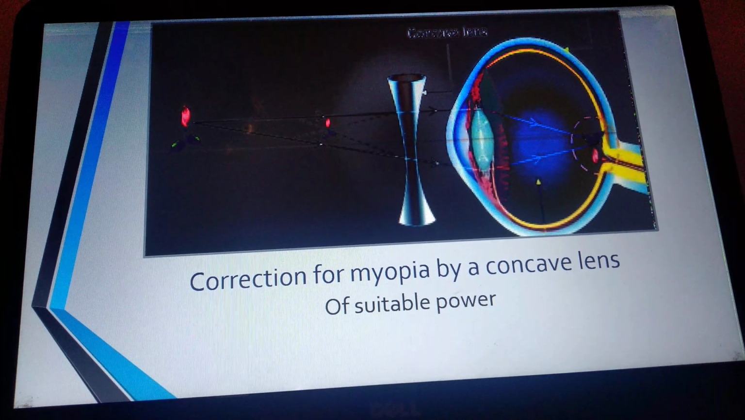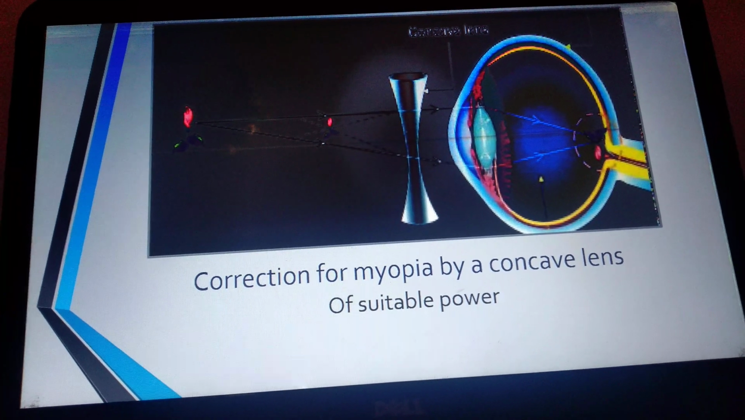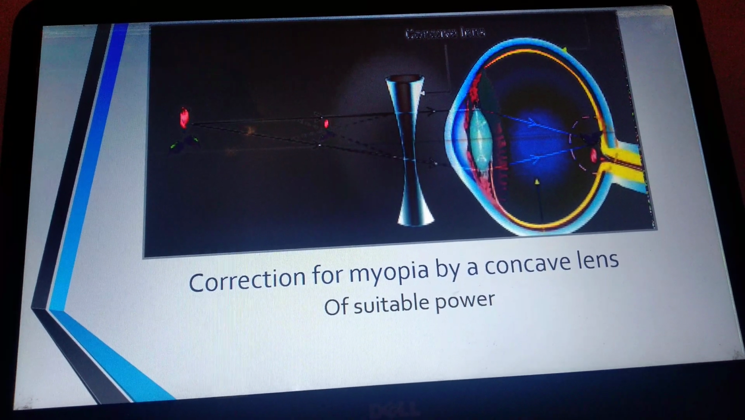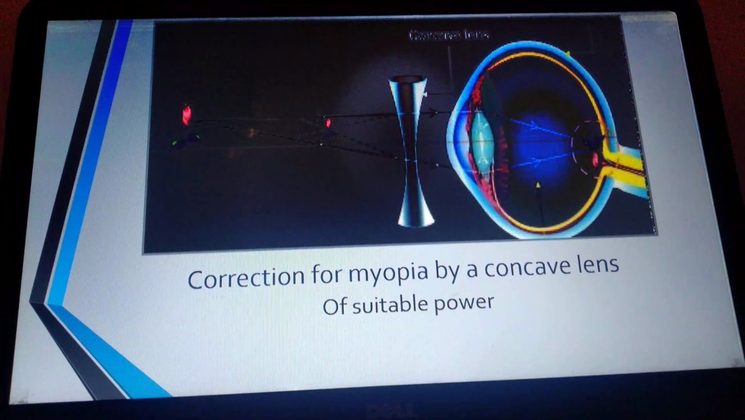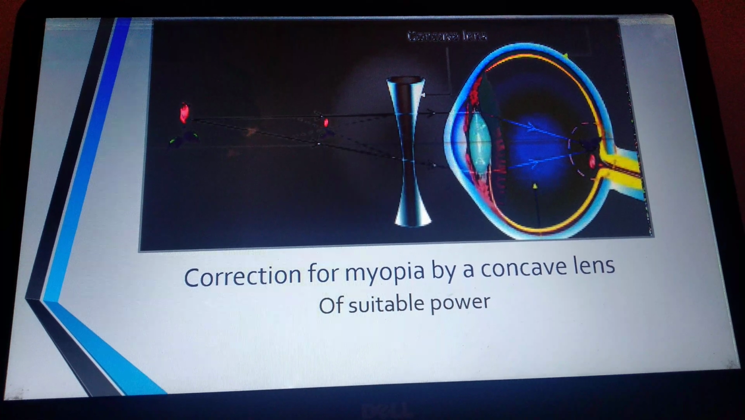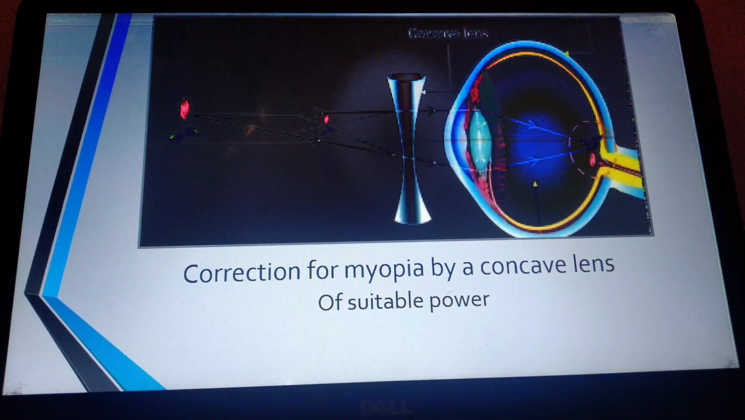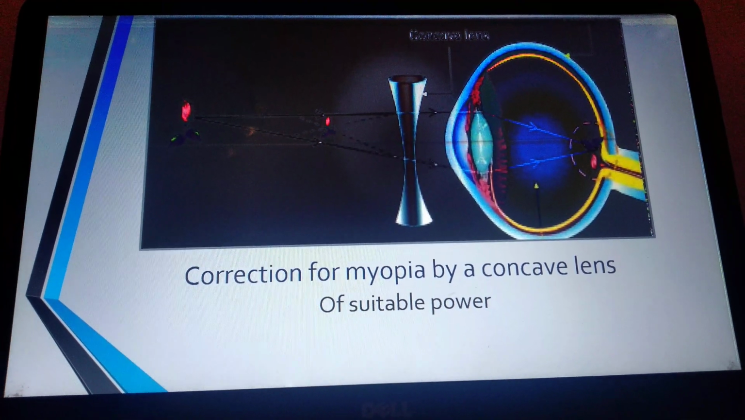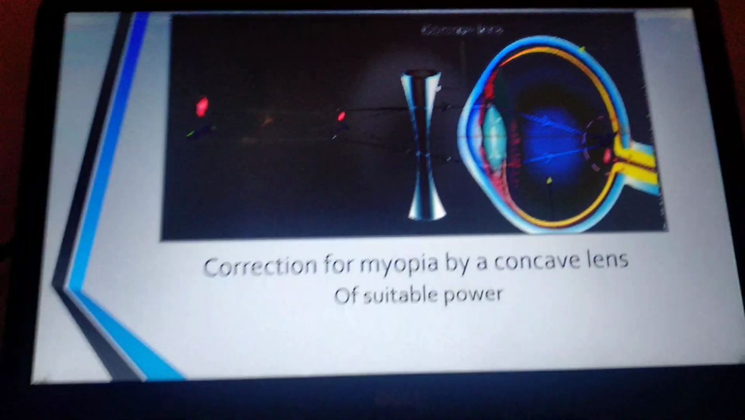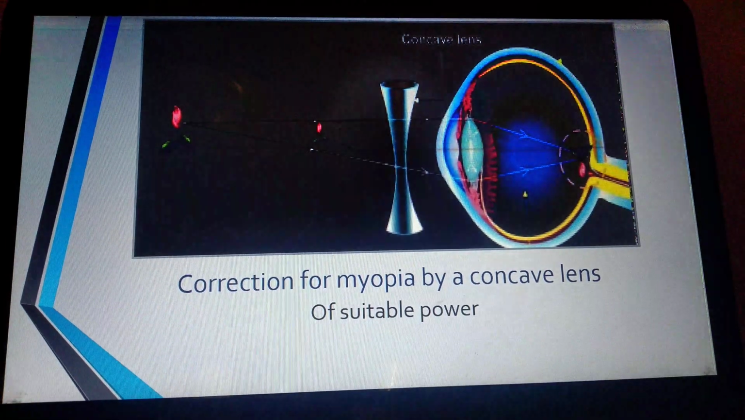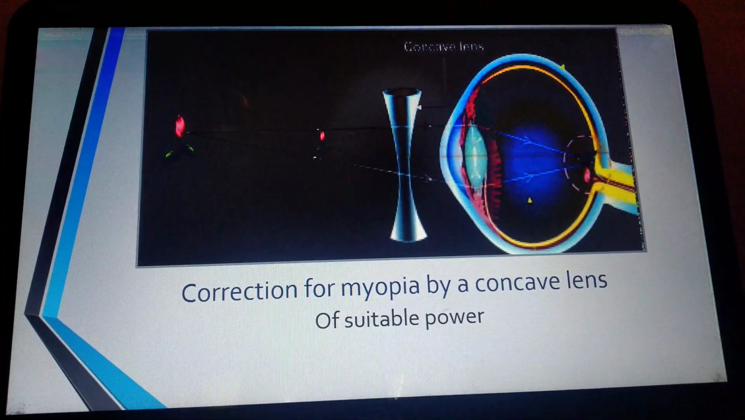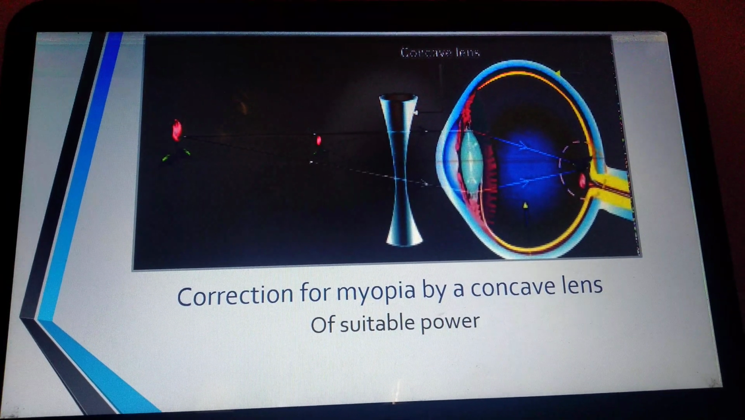A concave lens will diverge the light rays. So when the light passes through the concave lens, it diverges in such a way that the image would be formed exactly on the retina. And that is why I mentioned of suitable power. Based on the intensity of the defect we have, we use suitable power such that the image will be formed exactly on the retina. So this is about myopia.